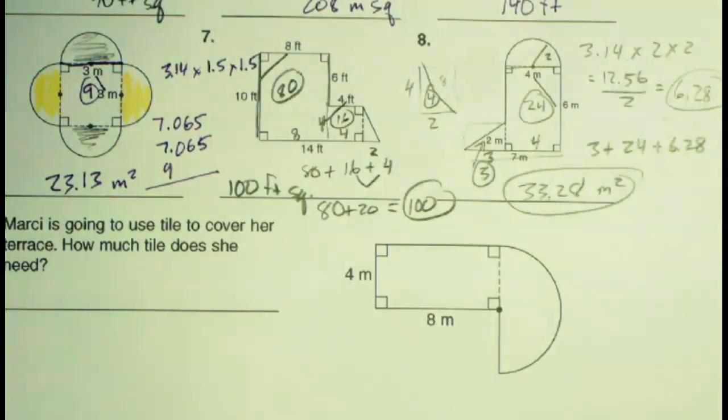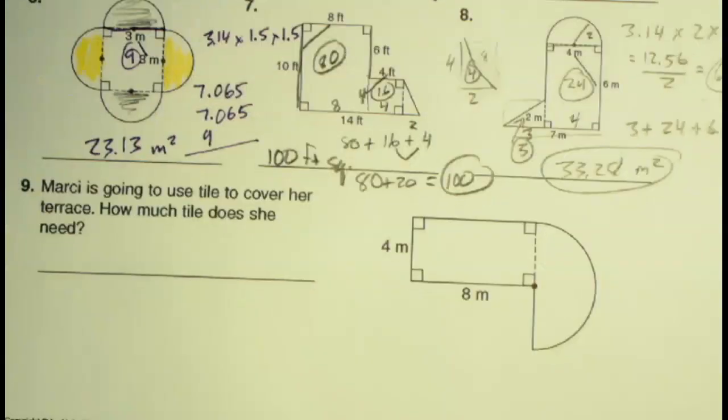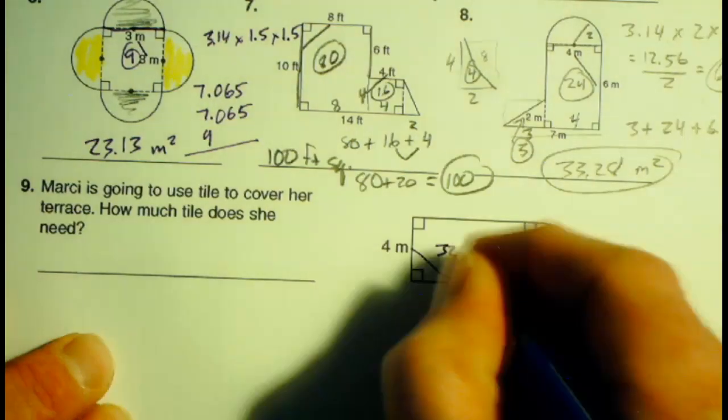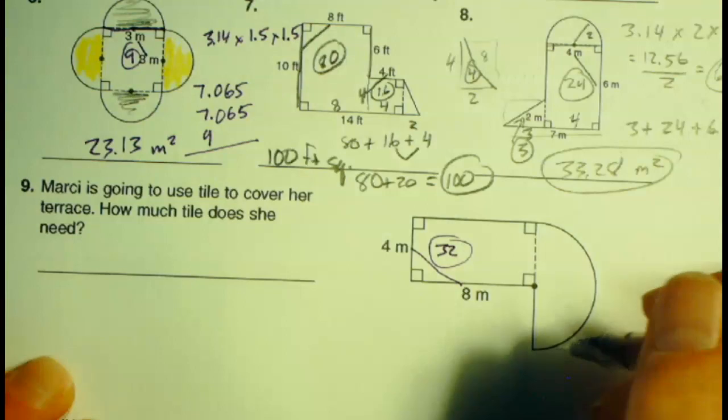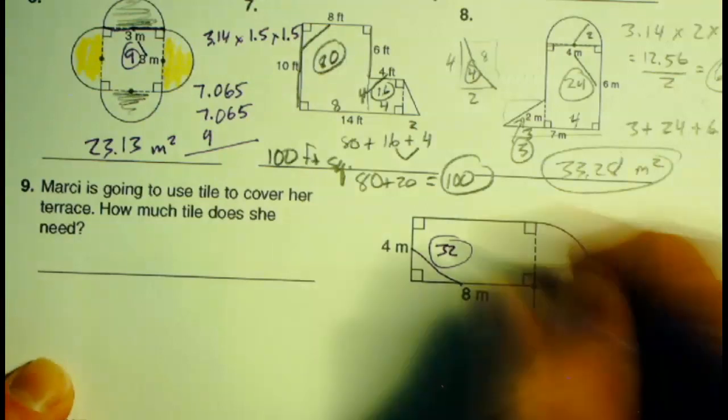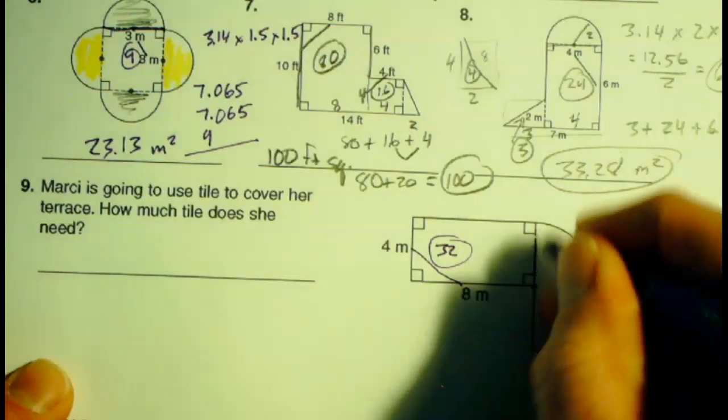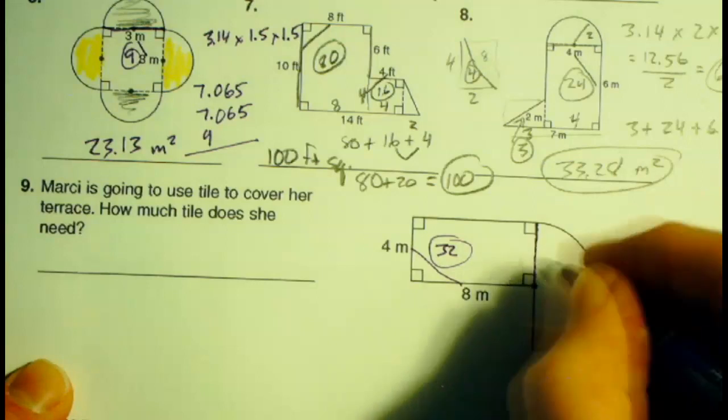All right, this last one looks like it's pretty difficult, but actually I think it's one of the easiest of the 7 problems that we had here. All right, so we've got this one here. We've got a rectangle, which is simply 4 times 8. So this is 32. Now we've got to figure out what this part here is. Well, this measurement right here is a radius, and that measurement is 4.